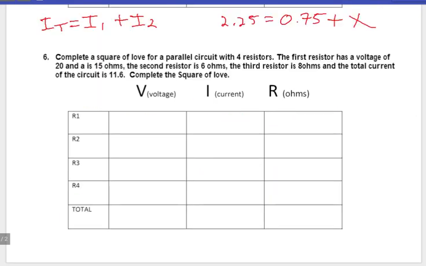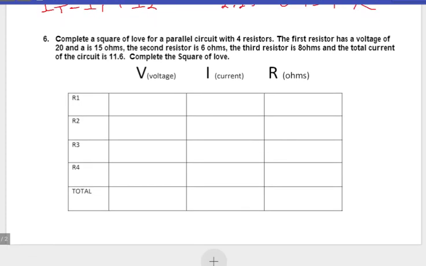All right, let's take a look at number 6 right now. Complete a square love for the parallel circuit with 4 resistors. The first resistor has a voltage of 20 volts, so I'll write that right here, and it has a resistance of 15 ohms. The second resistor is 6 ohms, and the third resistor is 8 ohms. The total current is 11.6, and now we need to complete this square love and figure out what is going on.